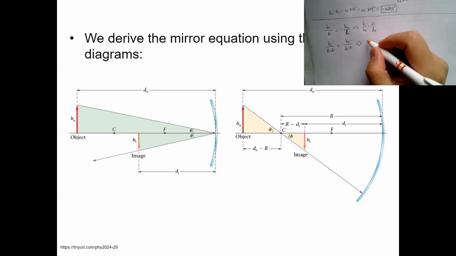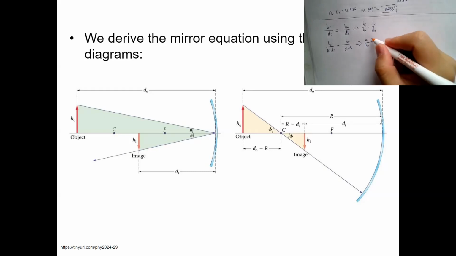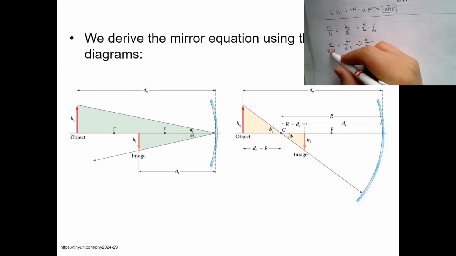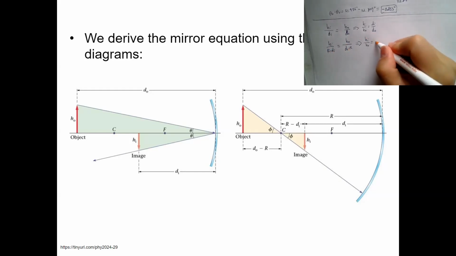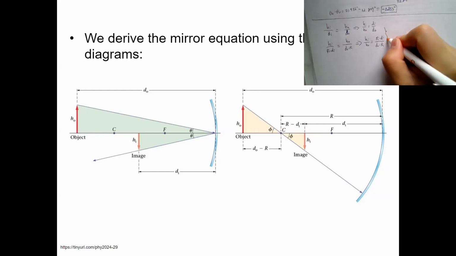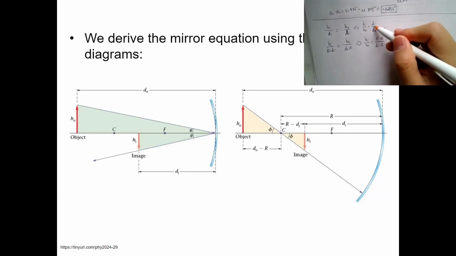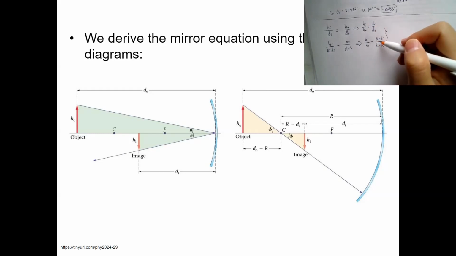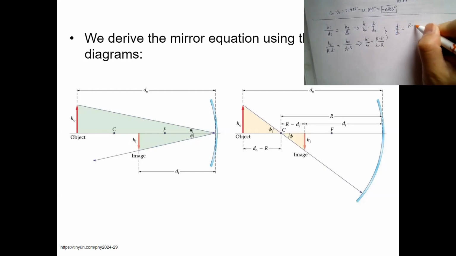Again, we can rewrite this. HI over HO should be equal to R minus DI over DO minus R. From these two equations, we can see HI over HO on the left is the same. So the right-hand side from equation 1 should be equal to the right-hand side from equation 2. Then DI over DO should equal R minus DI over DO minus R.